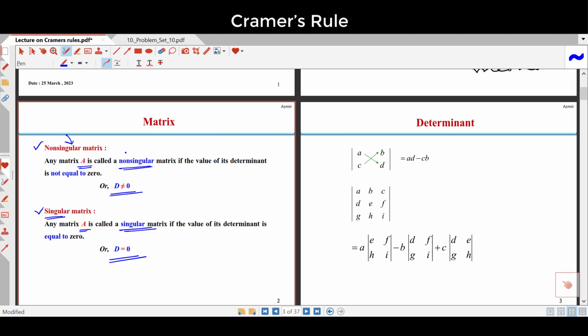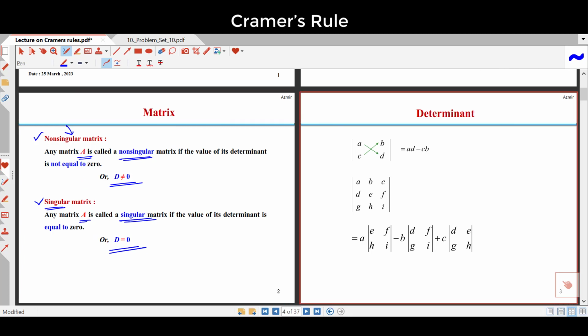First of all, we have to understand that Cramer's rule is only applicable for non-singular matrix. That means the matrix that has a determinant that is not equal to 0. So Cramer's rule is only applicable for non-singular matrix, that means the determinant is not equal to 0. Suppose we have a system of linear equations.